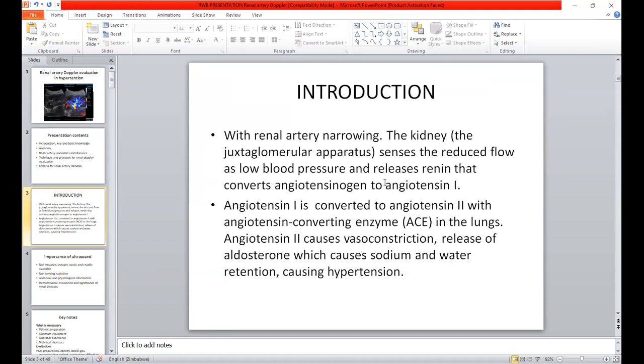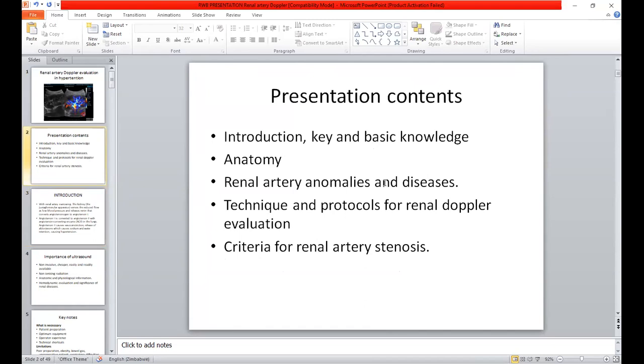1, and then angiotensin 1 is converted, with assistance from the angiotensin converting enzyme, which is found in the lungs, to angiotensin 2. So angiotensin 2 is the one which is responsible for vasoconstriction, and it also results in the release of aldosterone, which will cause sodium and water retention. All these factors will give rise to hypertension. Okay, so this is part of the pathophysiology of what will cause hypertension in a patient with narrowed renal vessels.